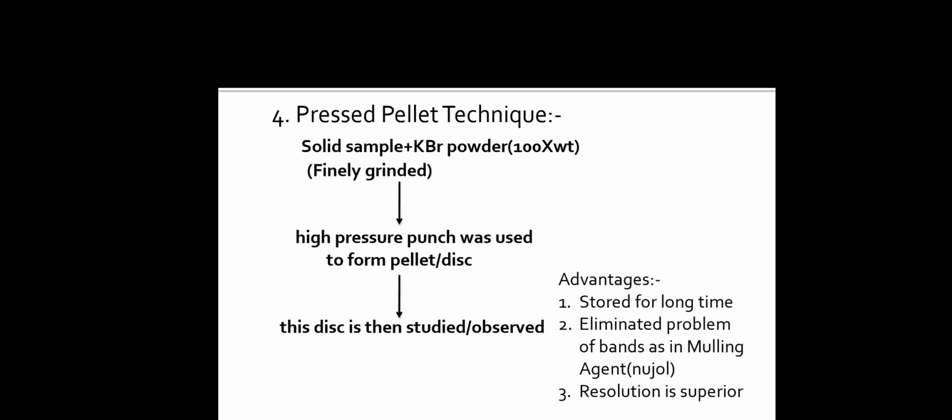The fourth type of technique is the pressed pellet technique, in which the solid sample is mixed with KBr powder, which is 100 times the weight of the solid sample, and both are finally ground first of all. Then a high pressure punch is used to form a pellet or a disc. This disc is then studied or observed.